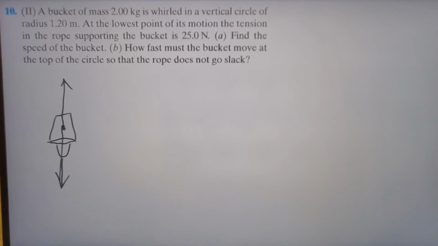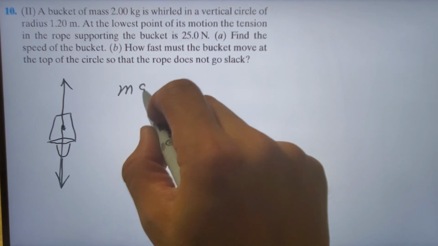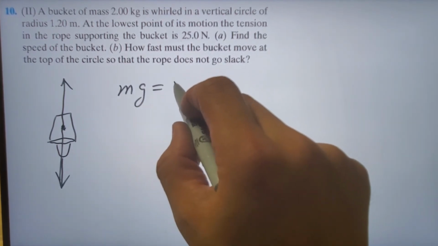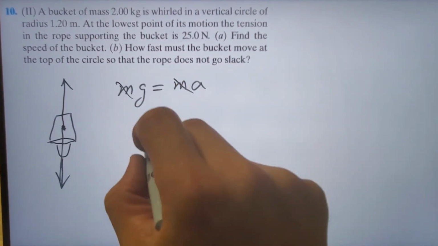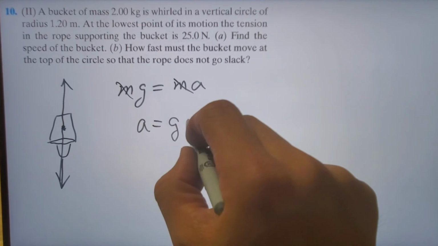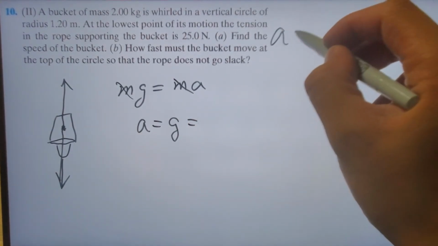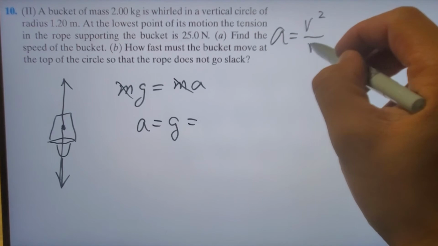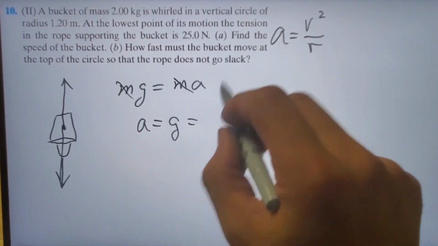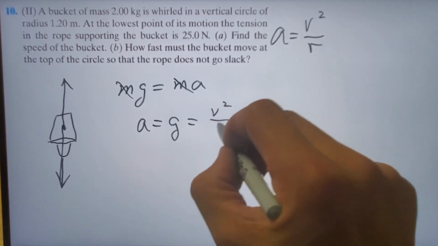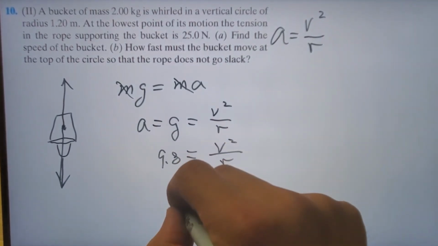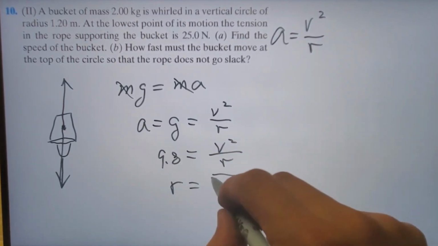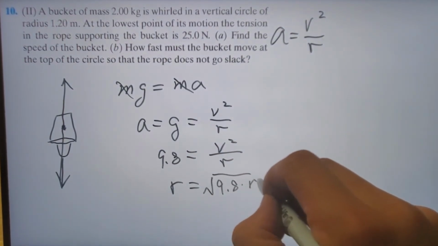So what should that centripetal force be? The weight is mg. Centripetal force is equal to m times acceleration. That means the acceleration is equal to g. Centripetal acceleration is equal to v squared divided by r. So 9.8 is equal to v squared divided by r. So v is equal to the square root of 9.8 times r.